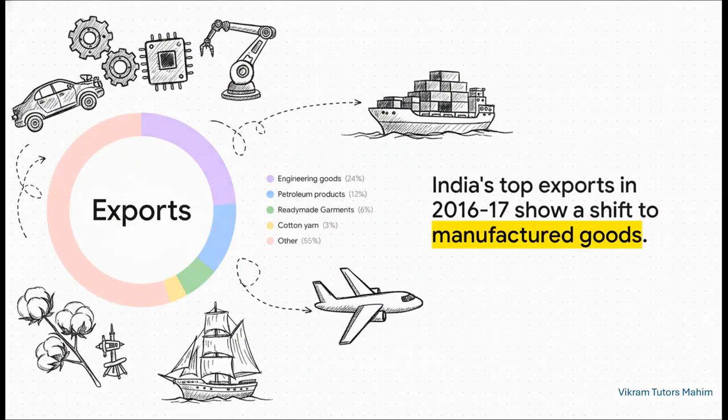Take a look at India's top exports. The single biggest slice of that pie isn't a raw material like cotton anymore, it's engineering goods. We're talking machinery, car parts, complex instruments. That's nearly a quarter of everything it sells to the world. A massive shift from its past.